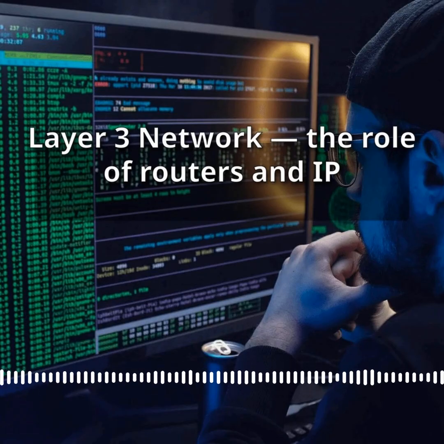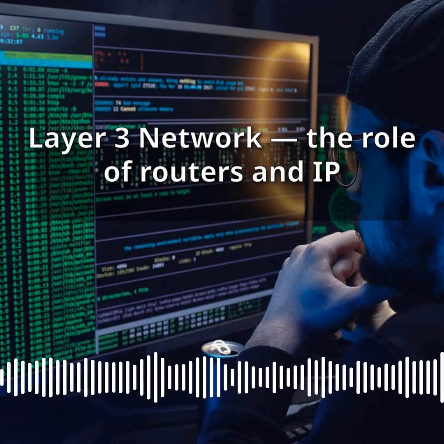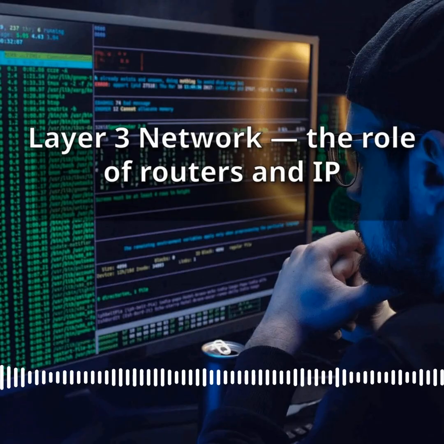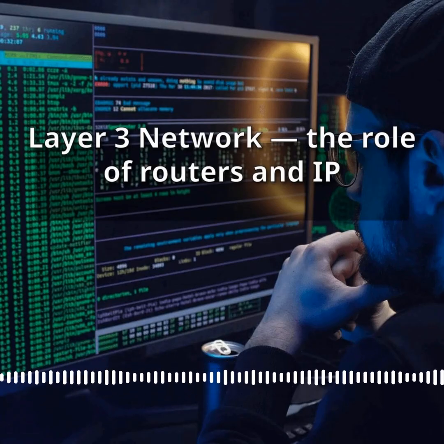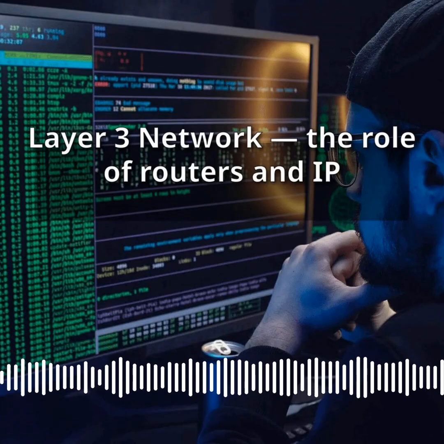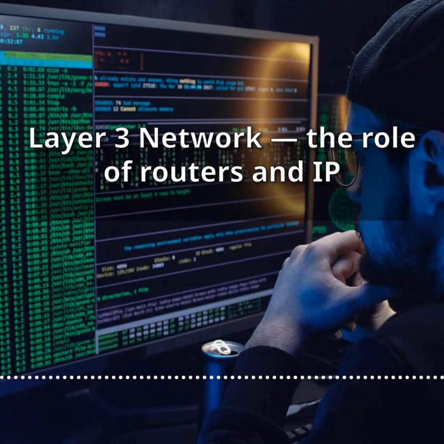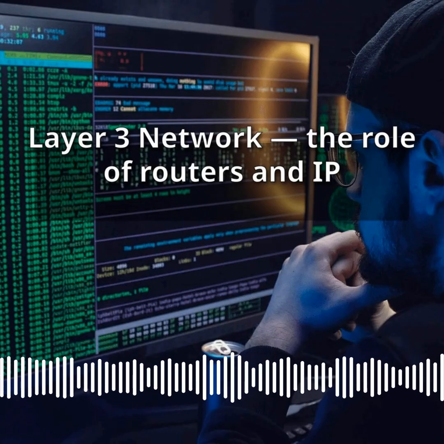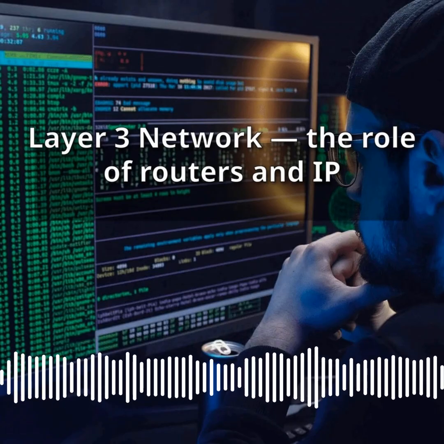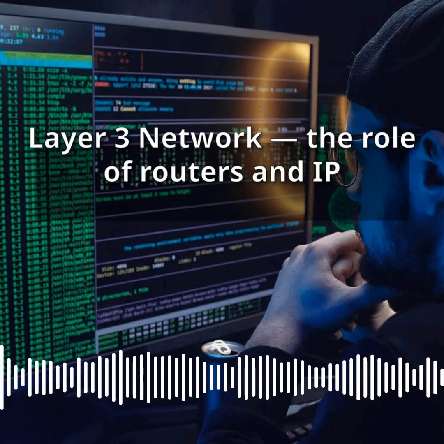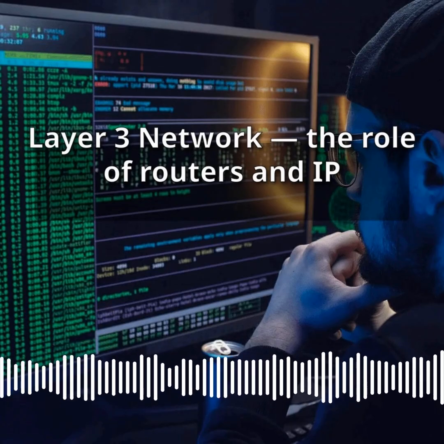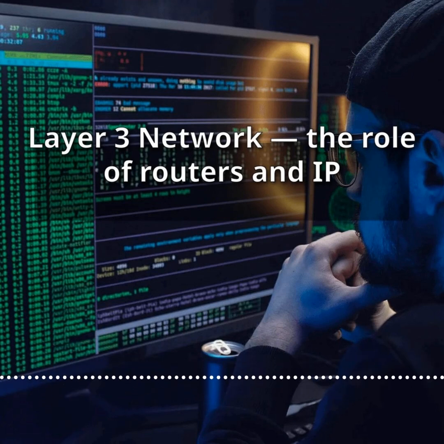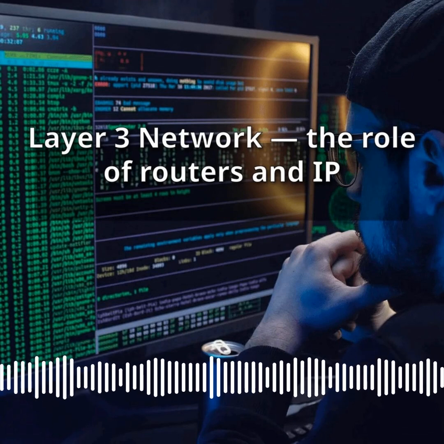Network addresses and subnet masks. An IP address alone is not enough to understand the structure of a network. You also need the subnet mask, which tells you which part of the IP address identifies the network and which part identifies the specific device, called the host, within that network. For example, consider the address 192.168.1.10 with a subnet mask of 255.255.255.0. The first 3 octets, 192.168.1, identify the network, and the last octet, 10, identifies the specific host on that network.